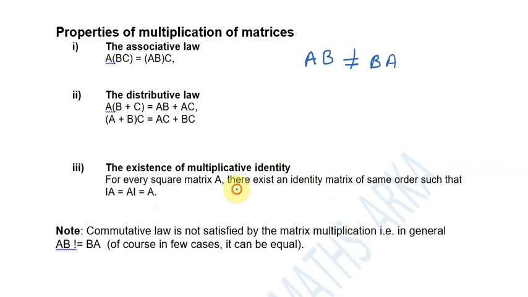So I hope you remember this identity matrix. The non-diagonal elements are 0. The diagonal elements are equal to 1. Each of the diagonal elements is equal to 1. Okay. So these are the properties.